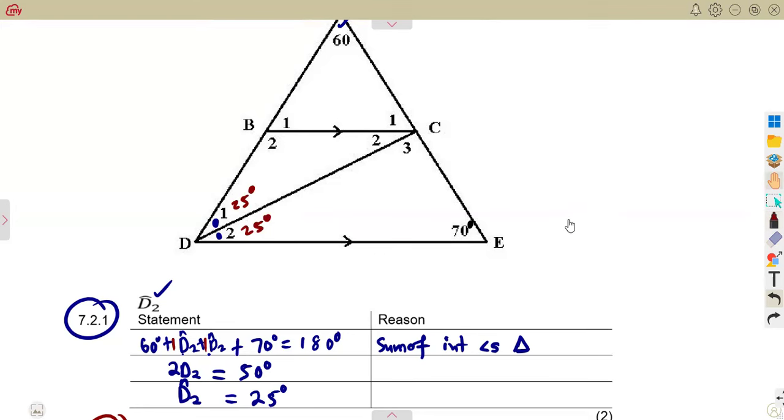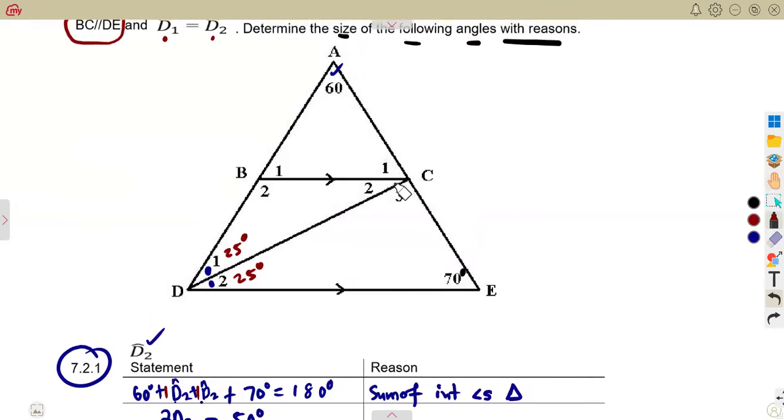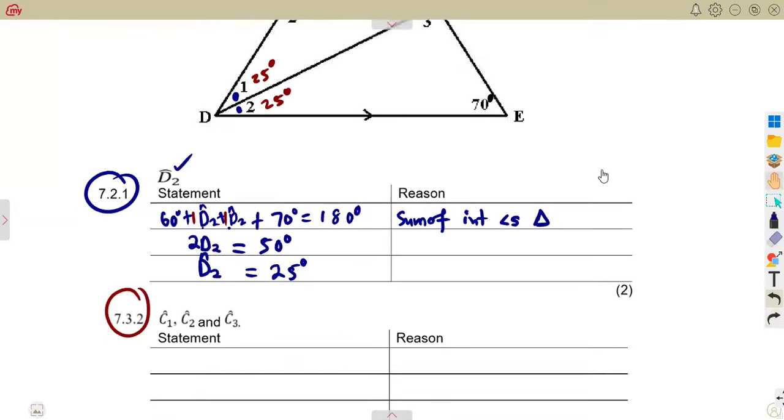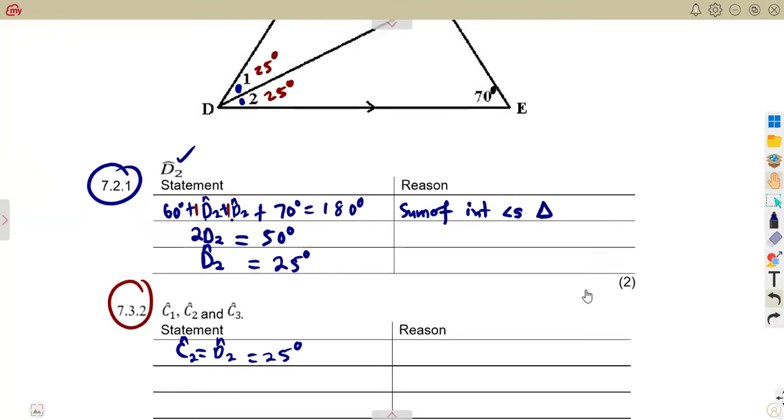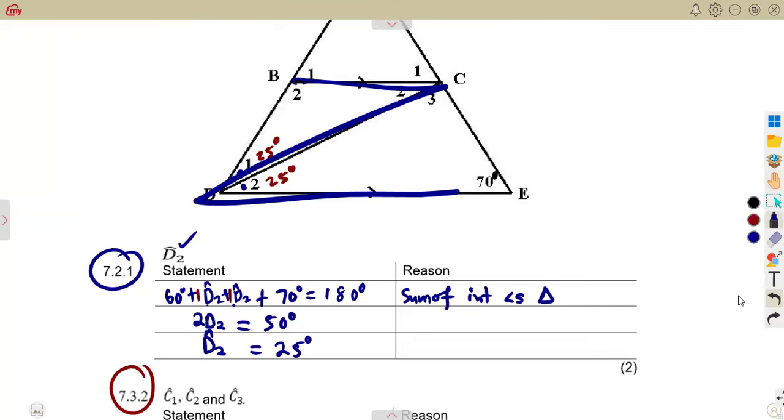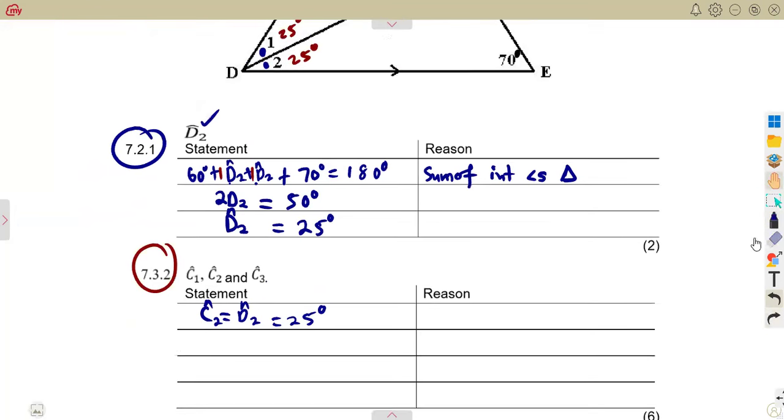So of these angles, we can calculate, in this case, angle C2 is direct since we are forming a Z from our parallel lines. Remember, when you form a Z, these are alternate angles. So angle C2 is equal to D2, which is 25 degrees. From which reason we consider alternate angles where we form a Z. I'm just gonna write in short, alternate angles.